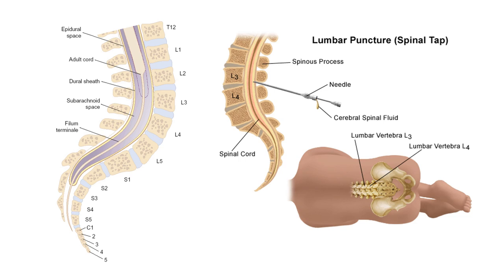Here are some really nice images to show you why it's really nice to have the L3, L4 area. The picture on the left shows the termination of the spinal cord in an adult, showing its variation. This is also the termination of the dural sheath. So it's important to go at the L3, L4 area before the sheath ends, and you can have the nice spinal canal.